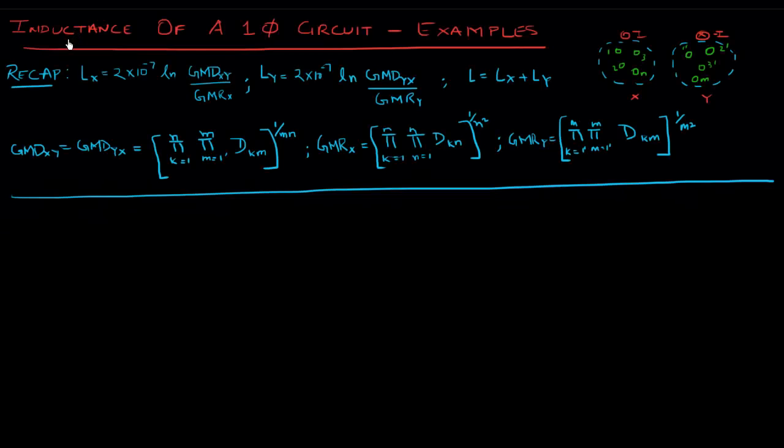Today we're going to finally solve an example after a long time, and this is going to be for a single phase circuit. In the last video we derived some equations for the inductance of a circuit with two conductors in the single phase circuit, conductors X and Y, composite conductors with current in one going in one direction and in the other coming back in the opposite direction.